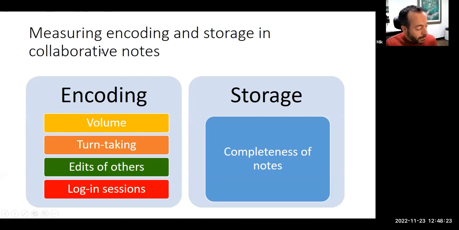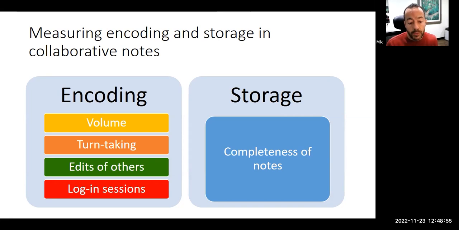If we are looking at collaborative note-taking, then we have to think about how we would measure encoding. What does encoding even mean in a collaborative document? If it's just one person writing, we know what encoding means. It's when you're writing and that leads to you remembering what you write, okay? But in a group, what does that even look like? So I came up with some variables that explain some of the collaborative processes that happen when people take notes.